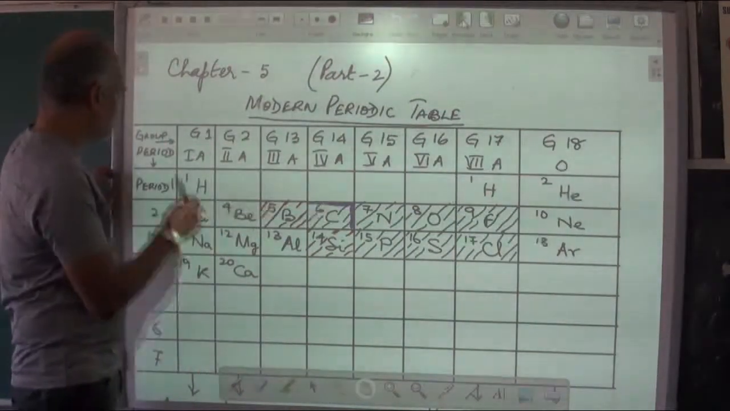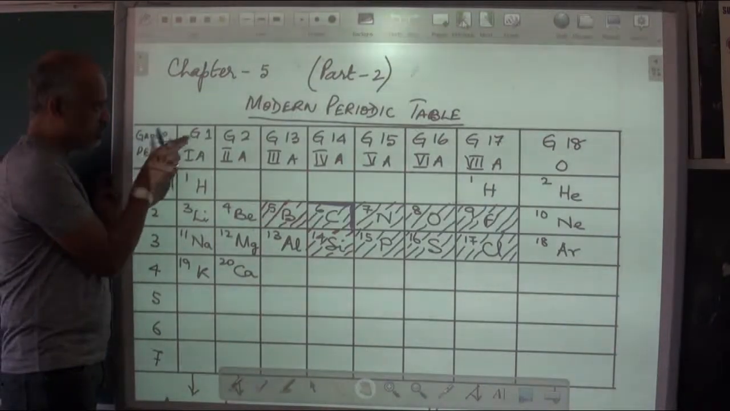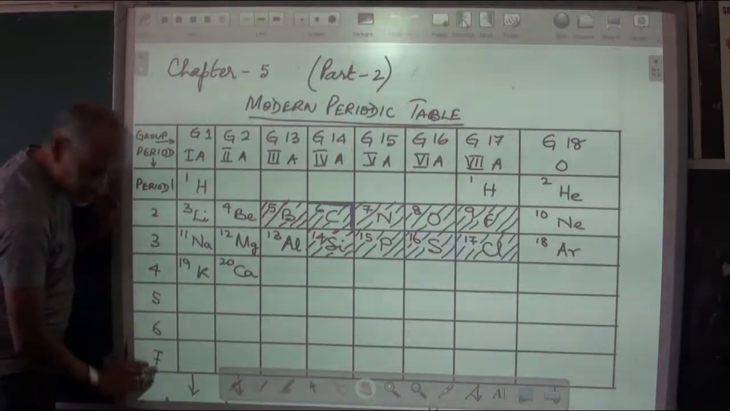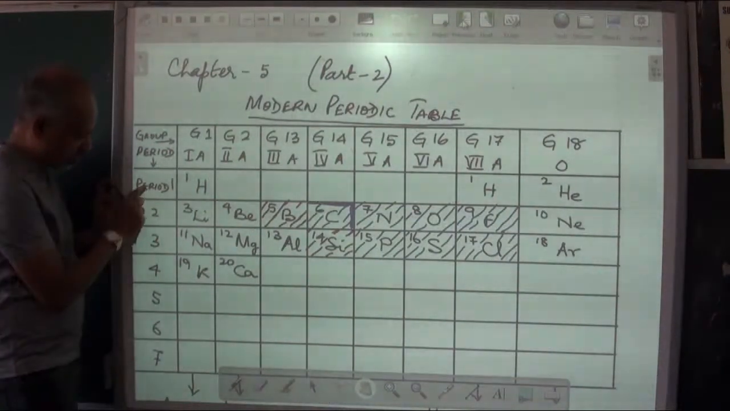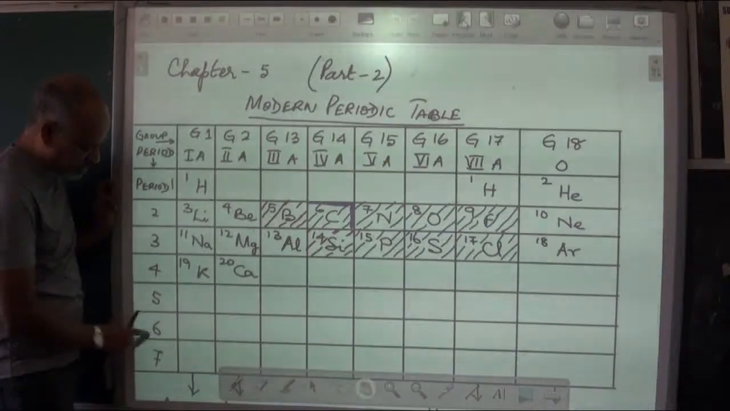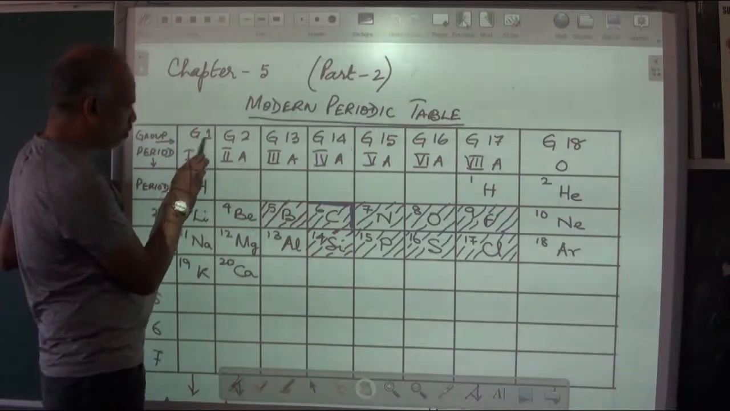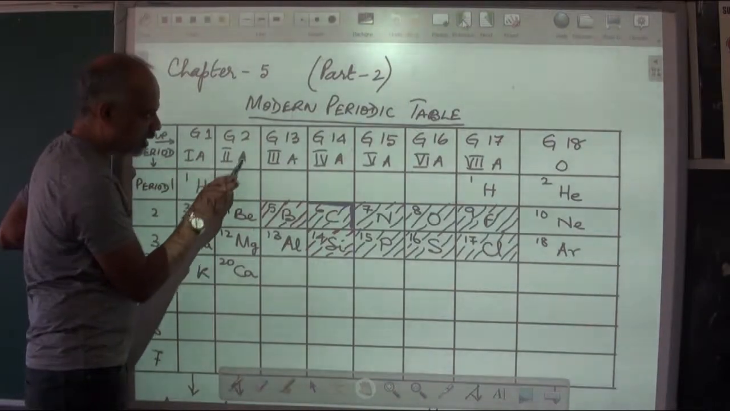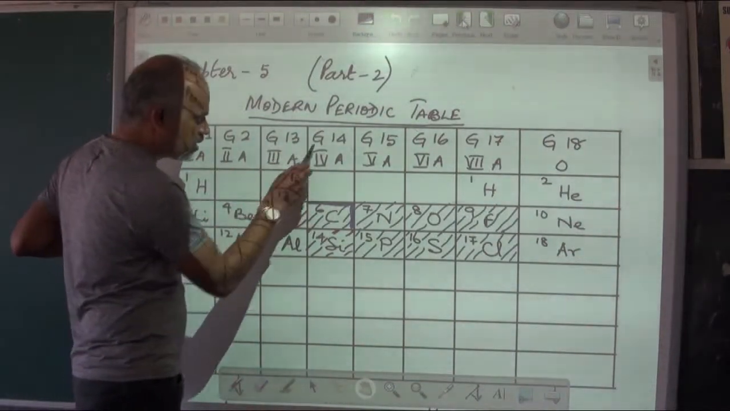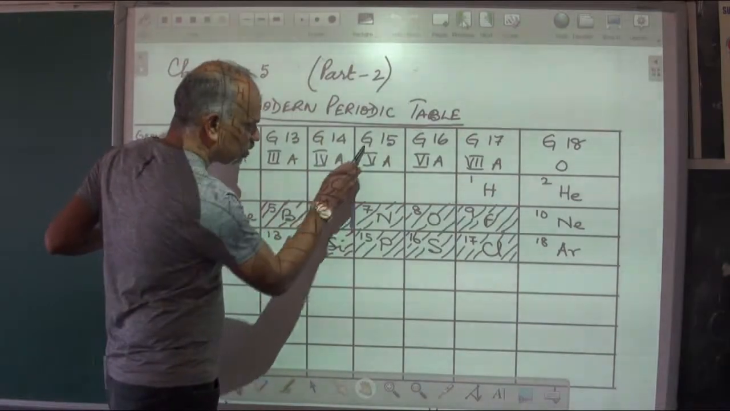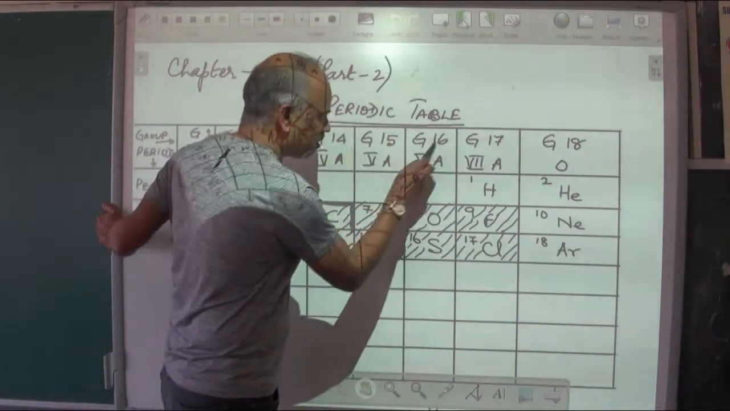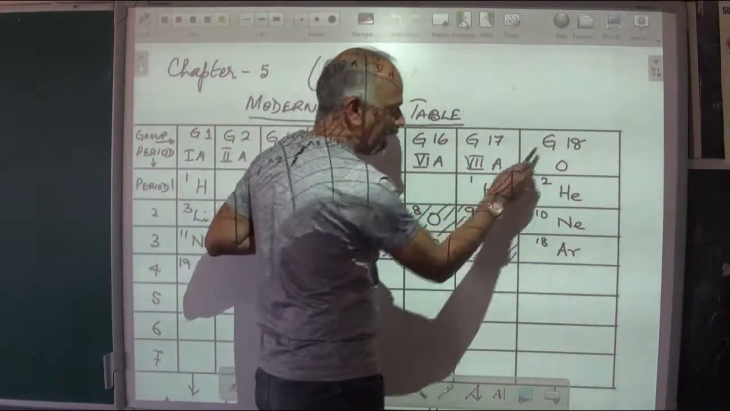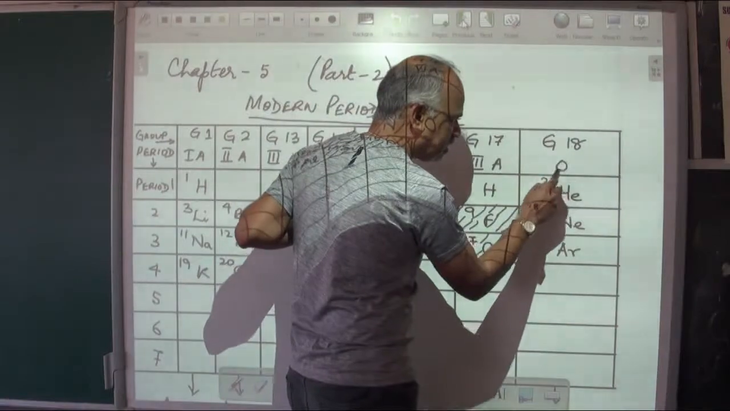These are the groups, these are the periods. So you have period 1, 2, 3, 4, 5, 6 and 7, and you have group 1, which is also called 1A, group 2 is 2A, group 13 is 3A, group 14 is 4A, group 15 is 5A, group 16 is otherwise called 6A, group 17 is 7A, and group 18 is 0 group.